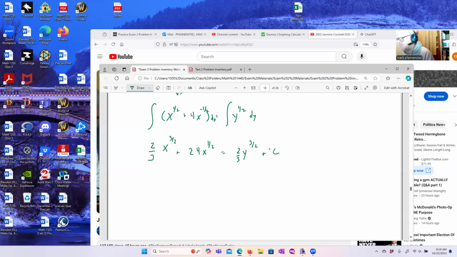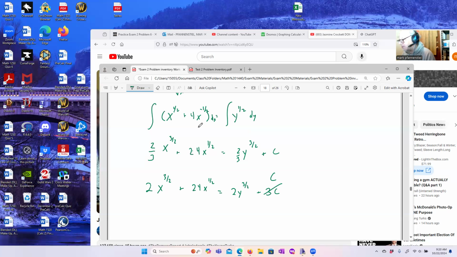And then we are going to go ahead and clean this up a little bit. I might multiply everybody by 3 and see what happens. So we have 2x to the 3/2 plus 2 times 4 is 8. 8 times 3 is 24. So let's go ahead and change that to a 24. x to the 1/2, and that is equal to 2y to the 3/2 plus technically 3c, but since c is a constant and 3 times c is also a constant, we could just call this c.